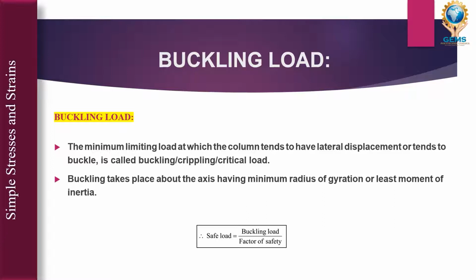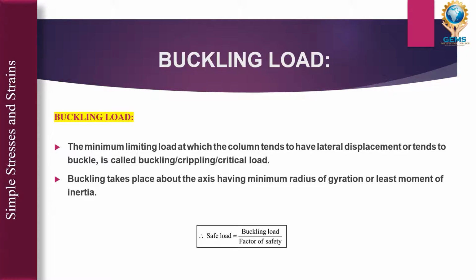Understand? Once again I will repeat the definition. Please focus on the definition. The minimum limiting load, as I told you, the minimum limiting load at which the column tends to have lateral displacement. It should contain displacement. Without displacement, no buckling load. Understand? No buckling. So the minimum limiting load at which the column tends to have lateral displacement or tends to buckle. Buckle means change in shape, is called buckling or crippling or critical load.